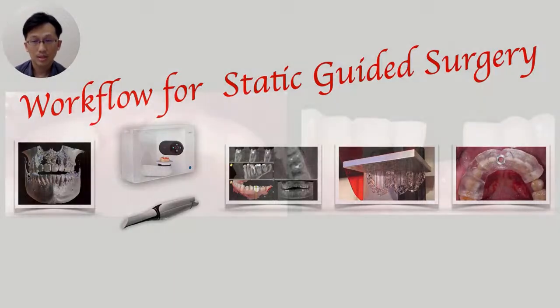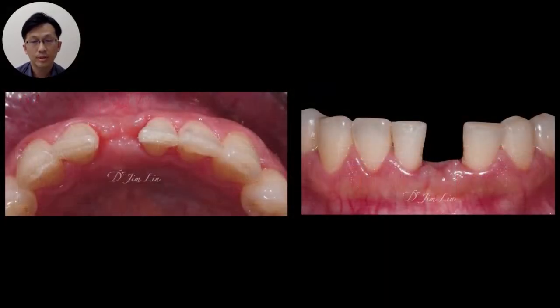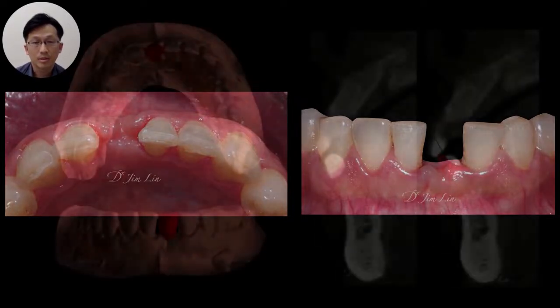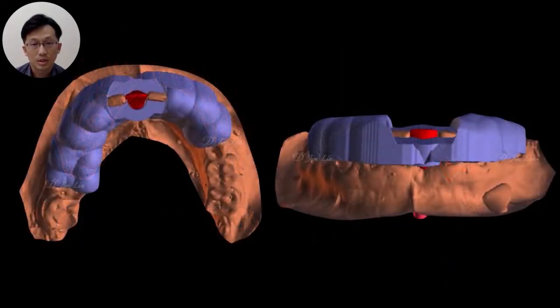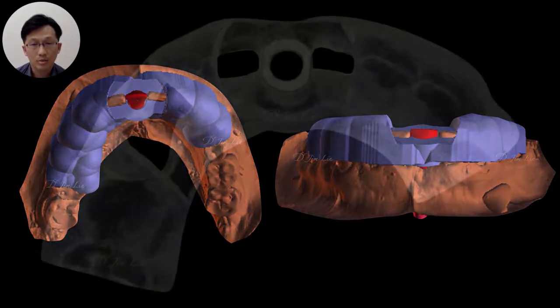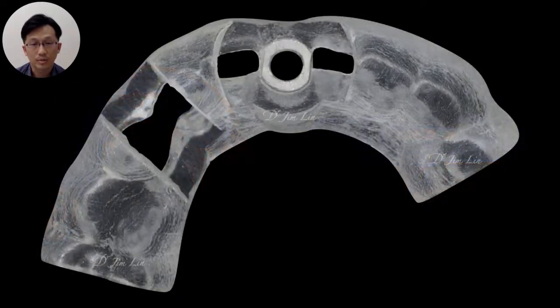So let's take this particular case for example. Patient has lost her lower left central incisor. As we described, this is the CBCT and surface scan. We did the registration and digital wax up and confirmed the implant position. And as you can see, this is the design of the surgical guide on software and how it actually looks after fabrication.